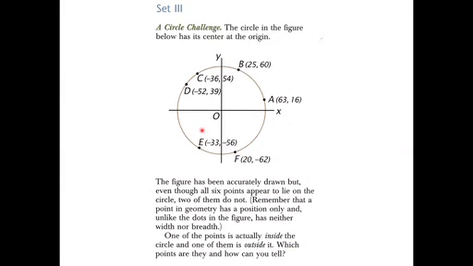And then finally a set 3, a circle challenge. A through F appear to be on the circle here. But they tell us 2 of them aren't. One of them is inside, one's outside. And they want you to try to figure out which are which and explain how you did that.